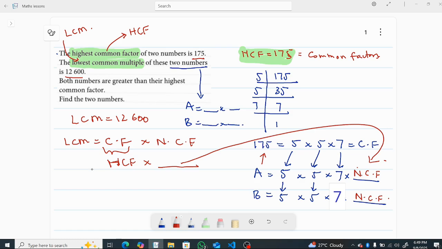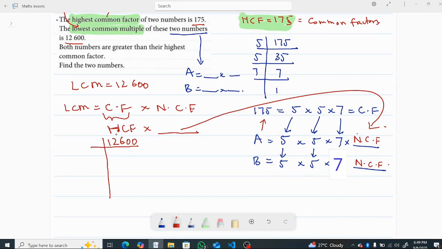So first of all, we'll find all the factors of the LCM, which is 12,600. We'll find the factors of the LCM first, and then we'll differentiate which are common factors and which are not. So let's see. We divide by 2, and dividing 12,600 by 2 we get 6300.